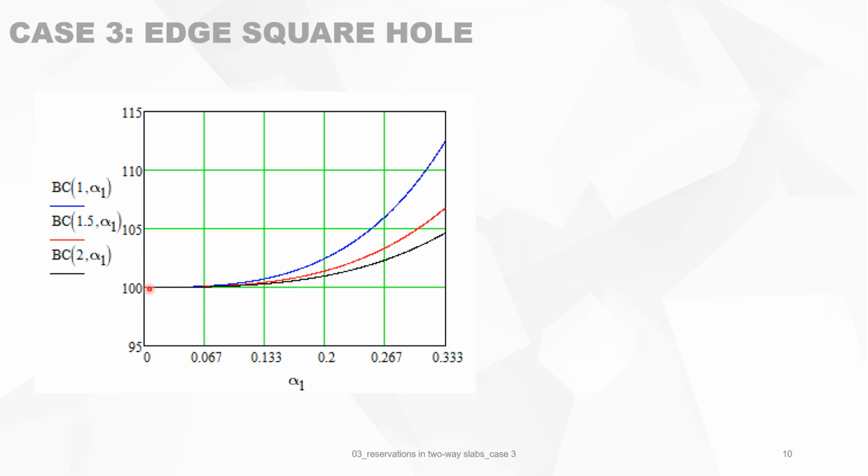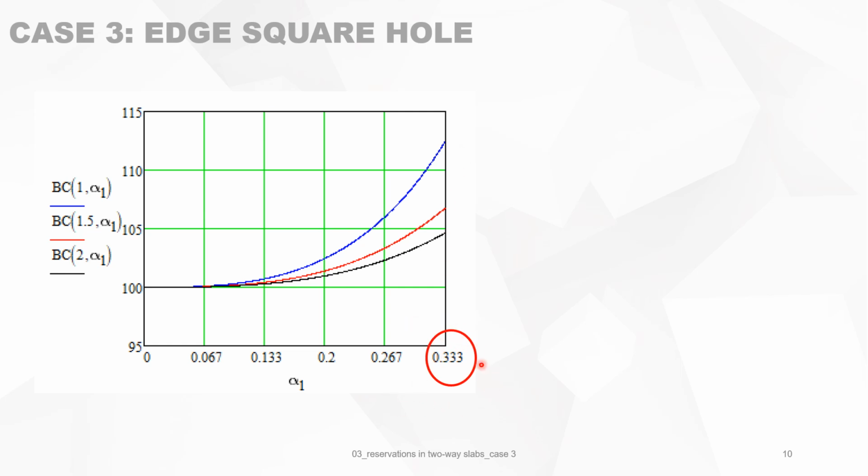First thing you see is that every graph or line is above 100%. So that means that making a hole of type case 3 does not influence your bearing capacity.